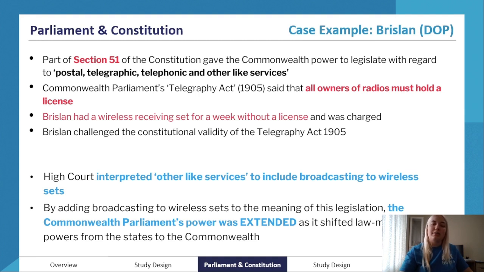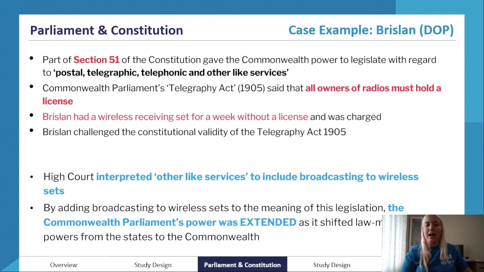Now, what happened was a Telegraphy Act was published by the Commonwealth Parliament that said all owners of radios had to have a license. However, Brislin had a wireless receiving set for a week without a license and was charged with a criminal offense. And of course, because Brislin had standing, Brislin challenged the validity of this act. Basically, Brislin's argument was that postal, telegraphic, telephonic, and other like services does not include radios. Now, the High Court had to interpret the Constitution again in order to decide this.